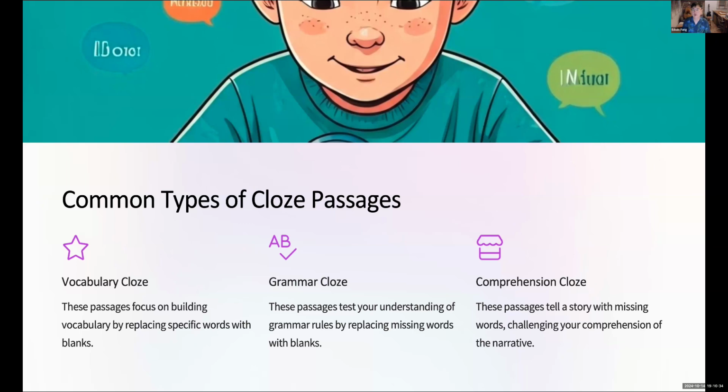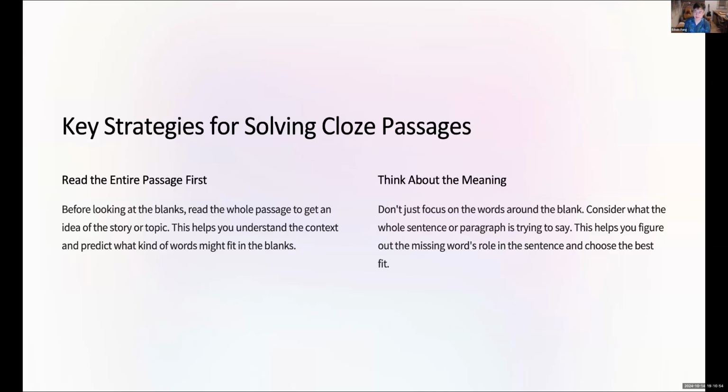Whereas comprehension clause, which is the last one, has more to do with testing your understanding of the entire passage. It's kind of like comprehension, but instead of answering in a sentence, you have to provide the missing word. Okay, so vocabulary, grammar, and comprehension clauses have very different functions and they test different types of words. Okay, later on we'll practice what some of these different words are and how we find them.